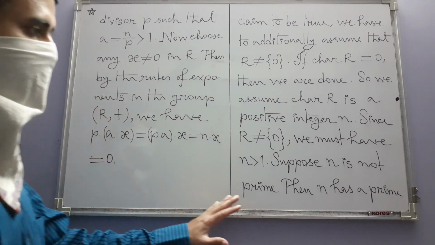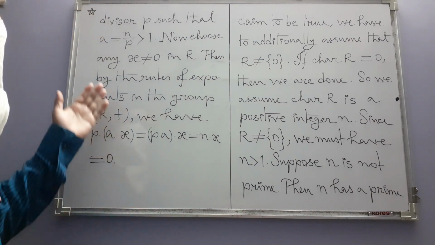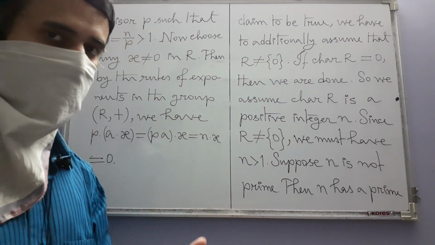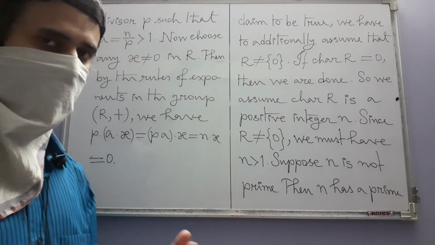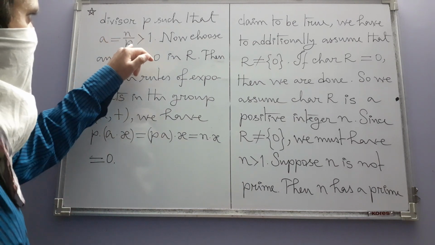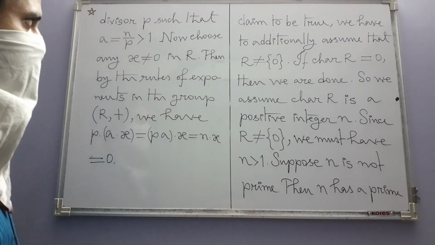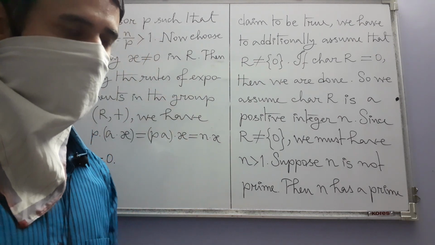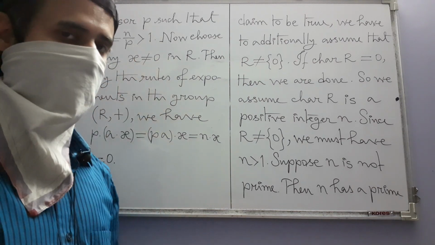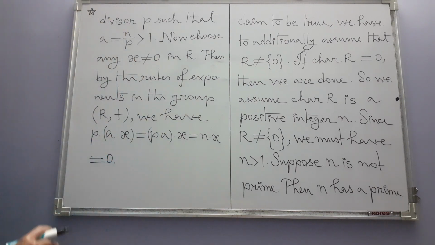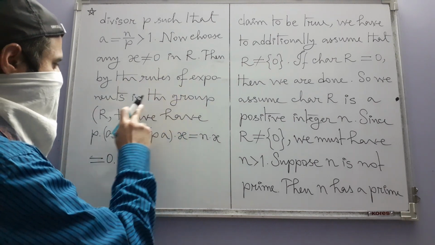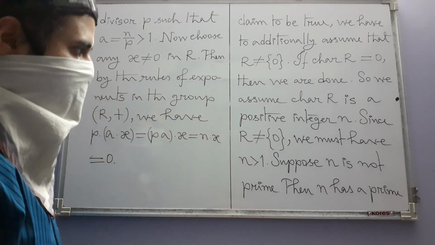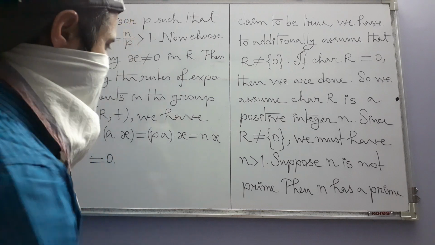Now, what does it all mean? Right. This we understand. We have supposed that n is not prime. So n has a prime divisor p that is less than n, and as a result, this integer n over p is greater than 1. Then what we did, we chose one arbitrary non-zero element x in R. So that means x is any non-zero element in R. Now what we are saying, by the rules of exponents in this group, we know that the ring R is a group under its addition operation. In fact, it's an abelian group.